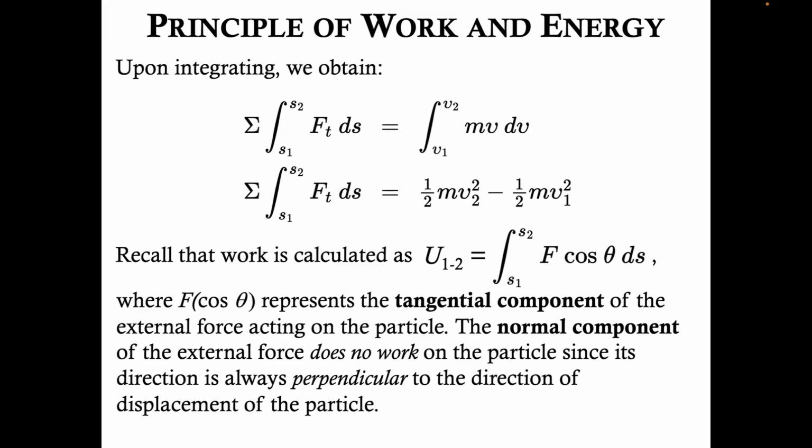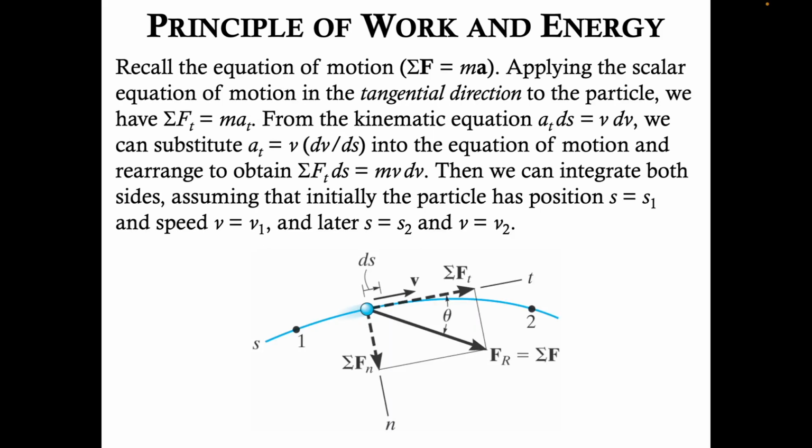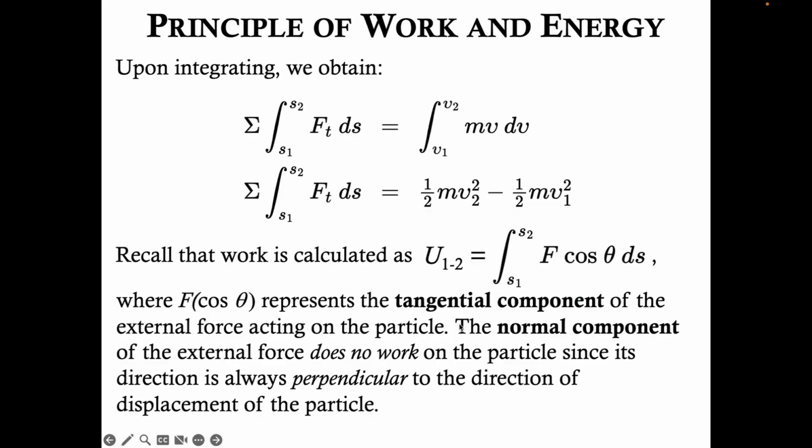Recall that work, as we learned earlier in chapter 14, is calculated as uppercase U sub 1,2 equals the integral from s1 to s2 of F cosine theta ds, where F cosine theta represents the tangential component of the external force acting on the particle. If we go back to this diagram, we see that the force in the tangential direction is the resultant force, this force here, times cosine theta, which is what we have in this integral. The normal component of the external force, always acting normal to the tangential axis, does no work on the particle since its direction is always perpendicular to the direction of displacement of the particle.